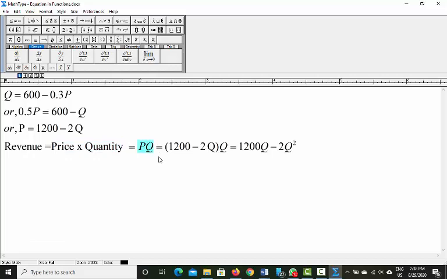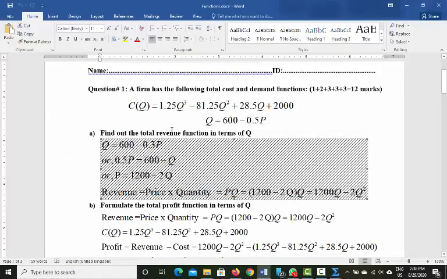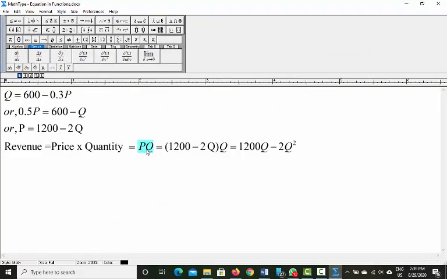As you know, the question said to find the total revenue function in terms of Q. So that means only Q should be there in the revenue function. Q can be there, but P should not be there. So we need to replace P. We need to find out the expression for P so that we can replace it.